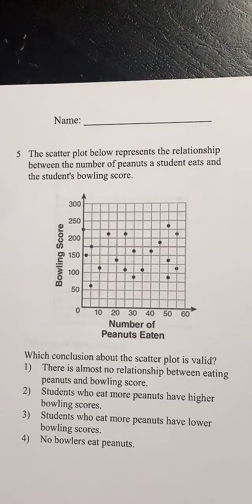Abraham, how are you? Not a problem. So the scatter plot below represents the relationship between the number of peanuts a student eats and the student's bowling score.